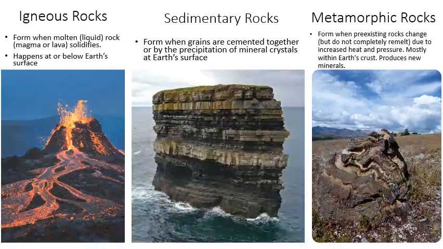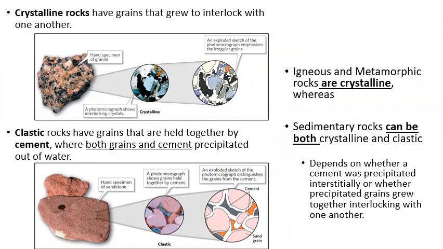Igneous rocks were the first types of rocks to form on Earth, and after that, sedimentary rocks and metamorphic rocks formed. Another way to describe rocks is whether they're crystalline or clastic. Crystalline rocks have grains that grew to interlock with one another, so they grew together in the same environment, more or less over the same time period. Clastic rocks have grains that are held together by cement, where both grains and cement precipitated out of water, so they fell through water or came out of water. Igneous and metamorphic rocks are crystalline, whereas sedimentary rocks can be both crystalline and clastic.